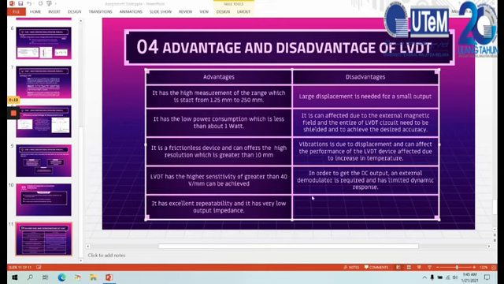And lastly, the disadvantage of LVDT is that in order to get the DC output, an external demodulator is required, and it has a limited dynamic response for just the LVDT.